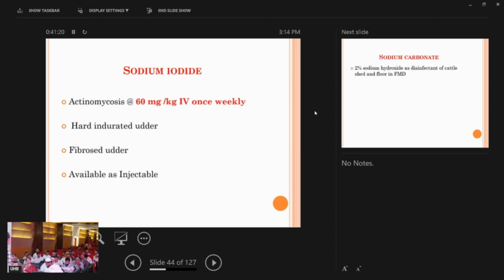Sodium iodide. This is also available in the market. Morning itself, Samsara told about sodium iodide. It is used in case of actinomycosis, 60 mg per kg body weight IV once a week. If the injectable is available, you can use it. Otherwise, you can get sodium iodide and prepare it. It should be prepared as a 6% solution. Otherwise, you should not prepare. It can be used in case of hard indurated udder, fibrosed udder, where an excellent recovery will be there with sodium iodide.